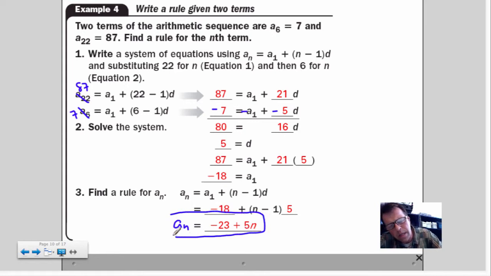Shame on the book, right? They should have presented their rule with a sub n. This rule tells you any term. Which term? The nth term. I want the 100th term. I plug 100 in for n.